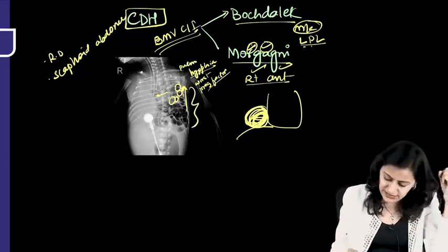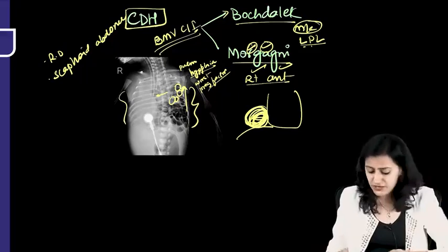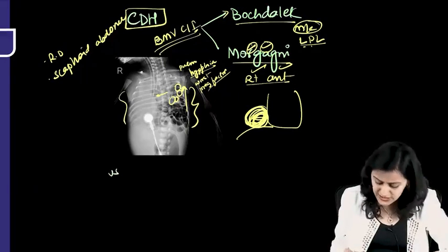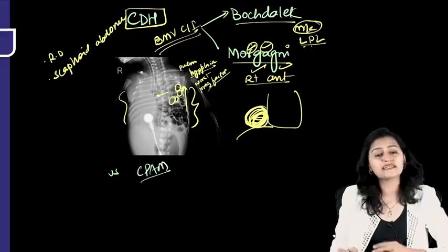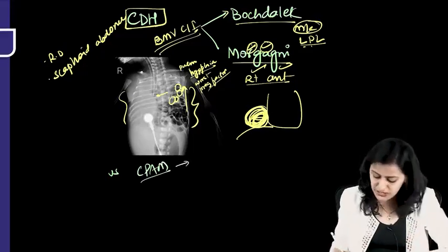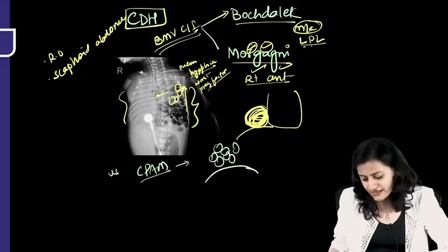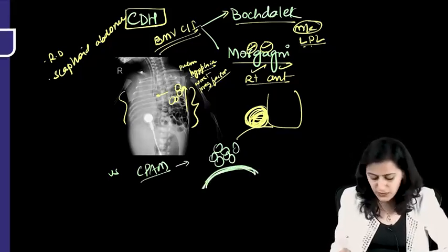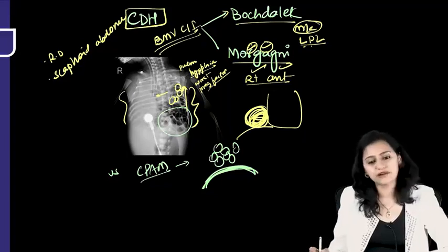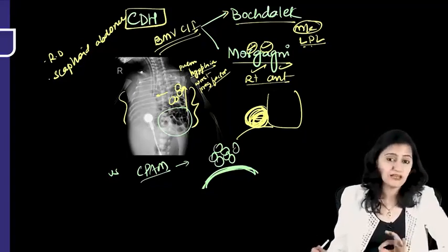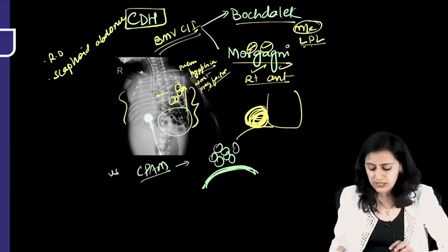So this is congenital diaphragmatic hernia, very frequently asked. The differential for this is CPAM, that is congenital pulmonary airway malformation, which will also have these rounded opacities in the lung. But in that case, you would see the diaphragm very well. Here you don't see the diaphragm. There is failure of the diaphragm to develop properly in CDH.